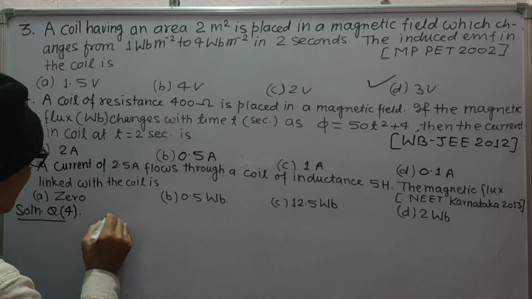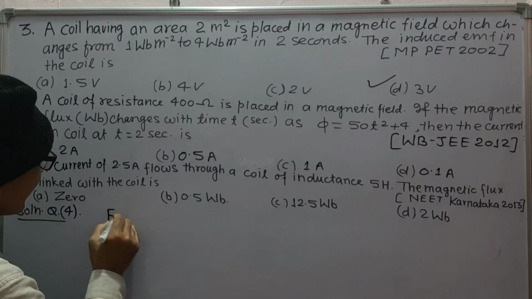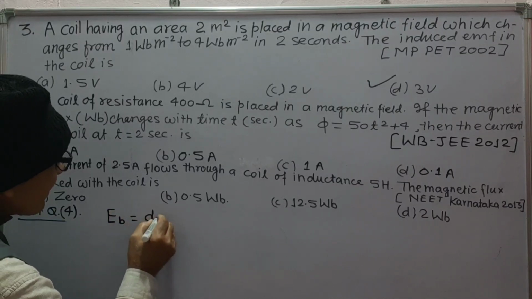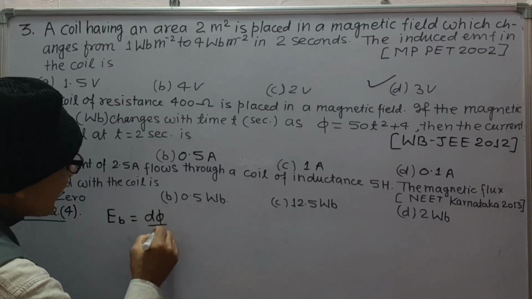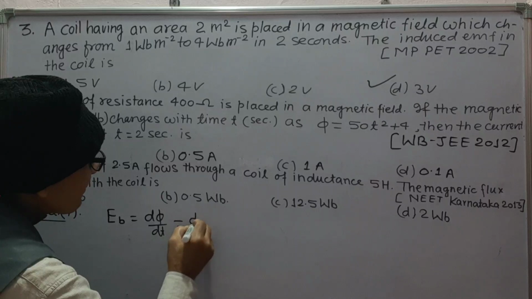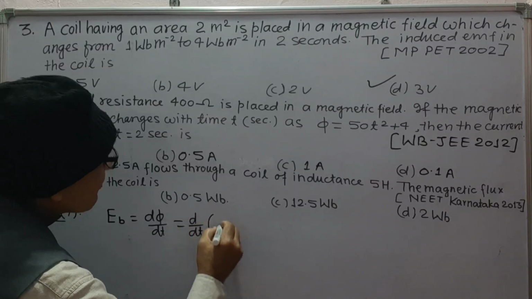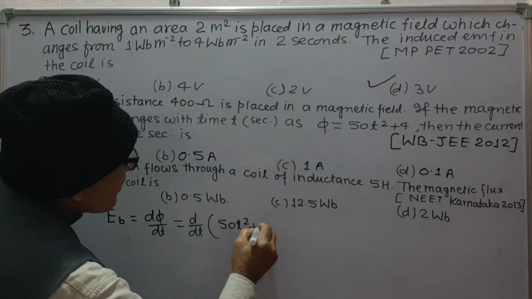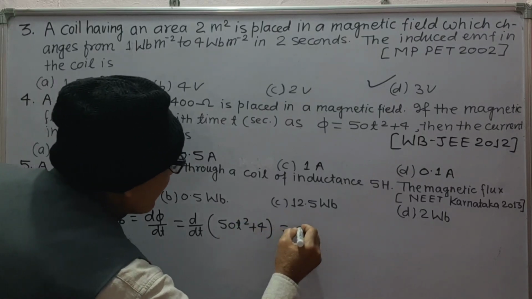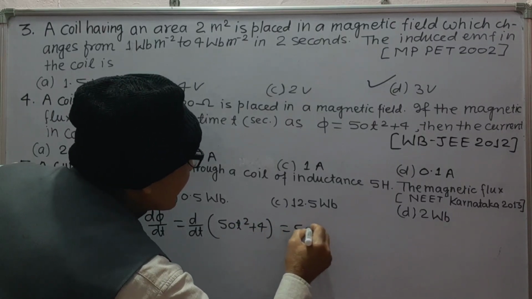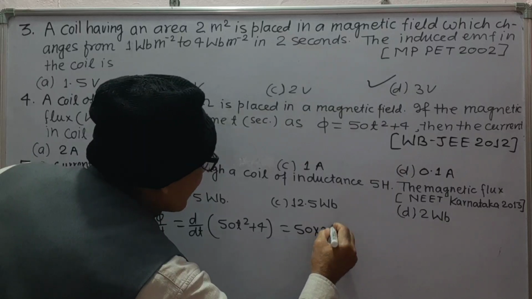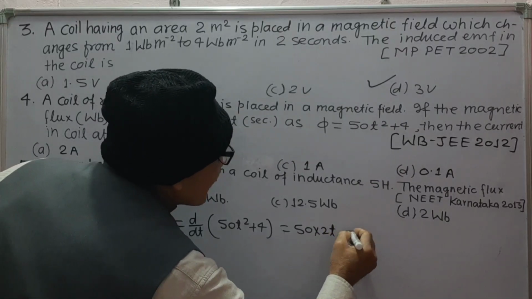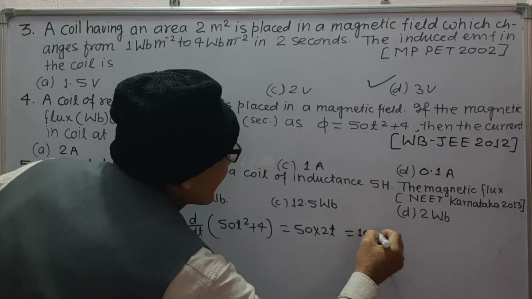We know back EMF EB is equal to d phi upon dt. So it will be d upon dt of phi, where phi is 50 t square plus 4, which gives 50 into 2 into t plus 0, which is 100t.